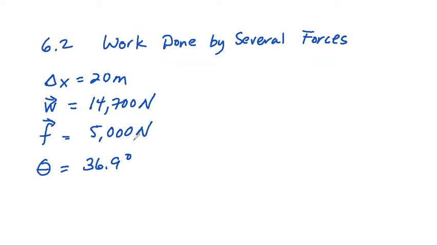A 3,500 newton friction force opposes the sled's motion. Find the work done by each force acting on the sled and the total work done by all the forces. The work done by the weight is 0 because it is perpendicular to the direction of motion. So work of weight equals 0.